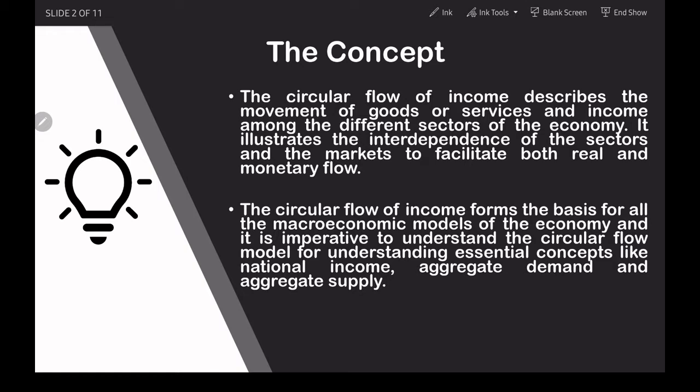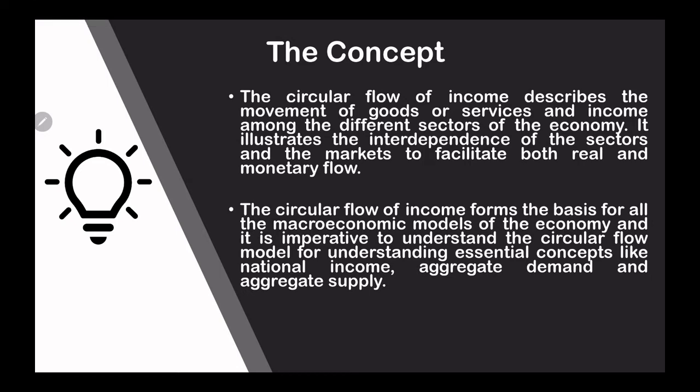So this is the basic concept: we have assumed that there are various sectors in an economy and these sectors are interacting with each other, and the study of that interaction is known as the circular flow of income and expenditure. Now what is income, how is income generated, what is expenditure, how is the spending done, and what are the various sectors interacting with each other in the economy, that we'll see in the coming slides.